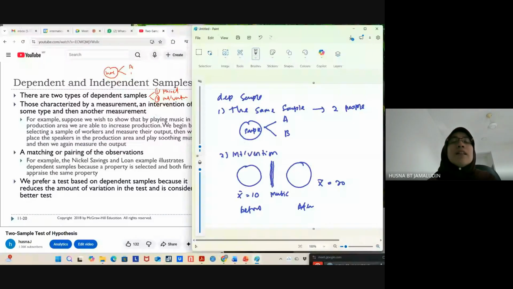Previously the same sample, but now the same worker, but then they're going to have before intervention 10 production perhaps, after intervention maybe increased production. So the same thing. That's why you call it dependent sample, because the samples are the same, but then you are going to have two different values.